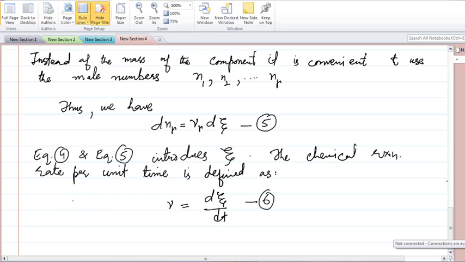So it is basically this nu, it is simply a ratio between, you can say, the increment d zeta and the time interval.